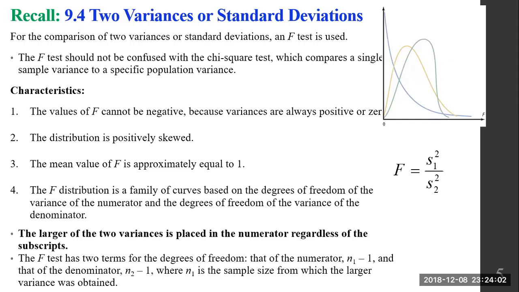So to look up the value from the F distribution table, you need the choice of alpha because it's a very limited table. You also have 2 degrees of freedom. Degrees of freedom for the numerator, which comes from the first group, the higher standard deviation, and the degrees of freedom for the denominator, which is n sub 2 minus 1. So n sub 1 is the sample size for the larger variance, and n sub 2 for the smaller one.